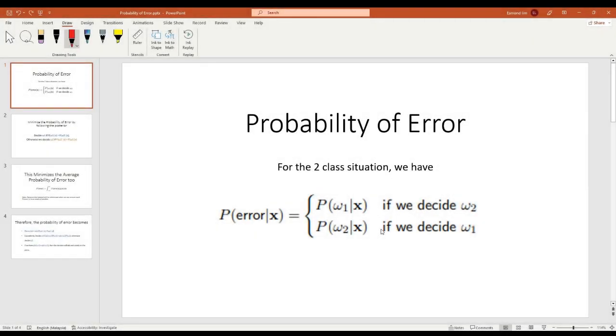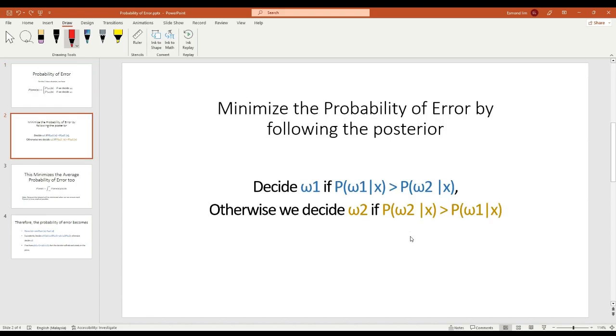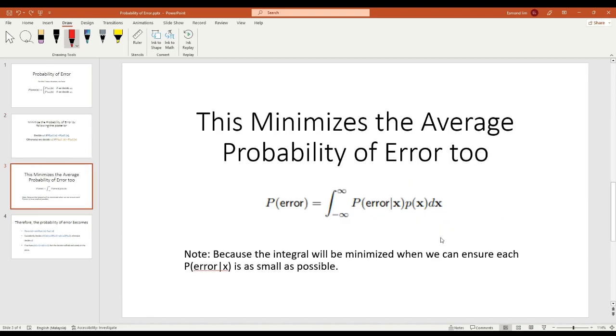For the two class situation, the probability of error is given as equal to P(w1|x) if we decide w2, and otherwise P(w2|x) if we decide w1. To minimize the probability of error by following the posterior, we will decide w1 if P(w1|x) is greater than P(w2|x). Otherwise, we decide w2 if P(w2|x) is greater than P(w1|x). This also minimizes the average probability of error.